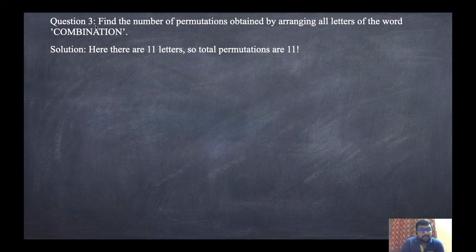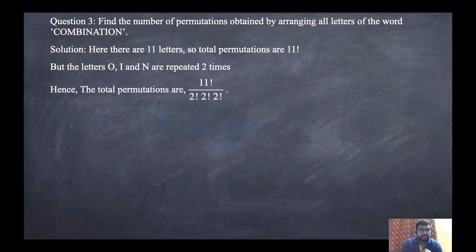But you can check that some letters are repeating, like this O, then I, and N. Yeah, I think yes, there are only three. O is repeating, I is repeating, and N is repeating. But the letters O, I, N are repeated how many times? Two times. So what will be the permutation?